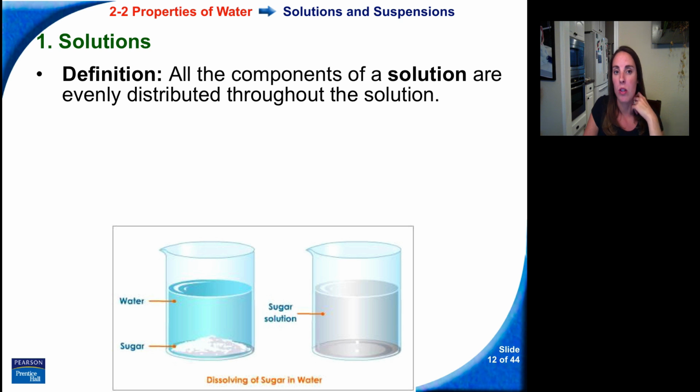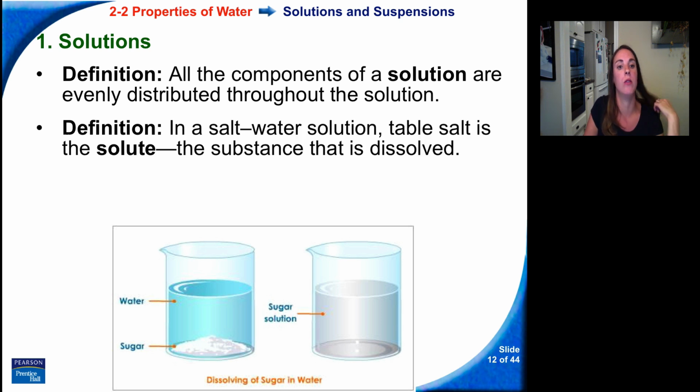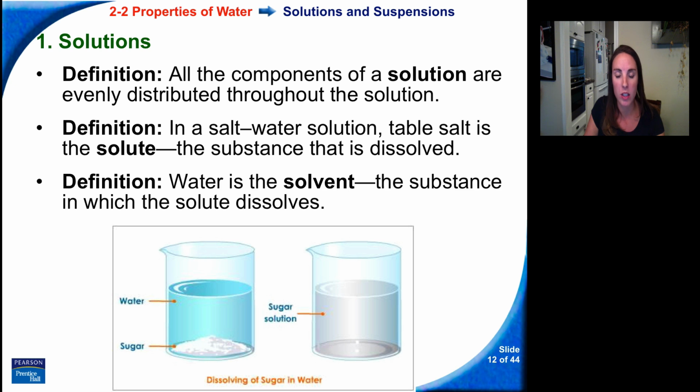So let's start with solutions. All the components of a solution are evenly distributed throughout the solution. In a saltwater solution, table salt is called the solute, the substance that's being dissolved, and water is the solvent, the substance in which the solute dissolves. So an example is sugar water, dissolving sugar in water.